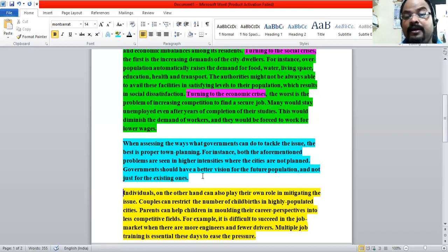Government should have a better vision for the future population and not just for the existing ones. So we have to say that population will be increasing and increasing. The focus should not be just for the existing population. You have to plan things ahead.